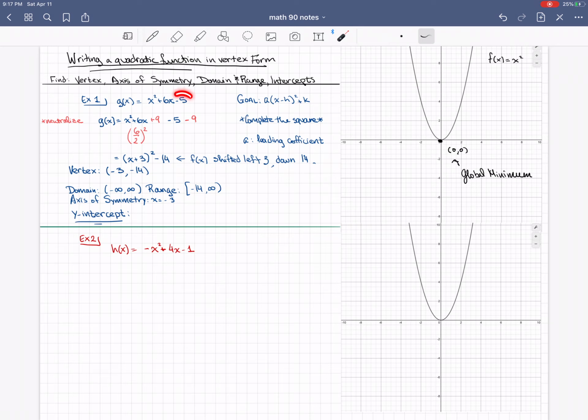So one thing that you all are going to get pretty used to is that the y-intercept of a quadratic function is just going to come from the constant term in the function. If there isn't one, the y-intercept is the origin. So here the y-intercept is the point (0, -5).